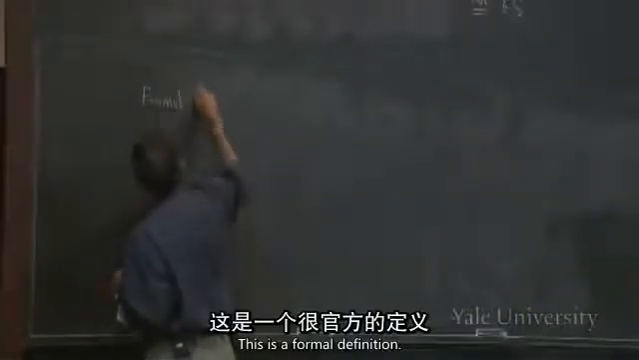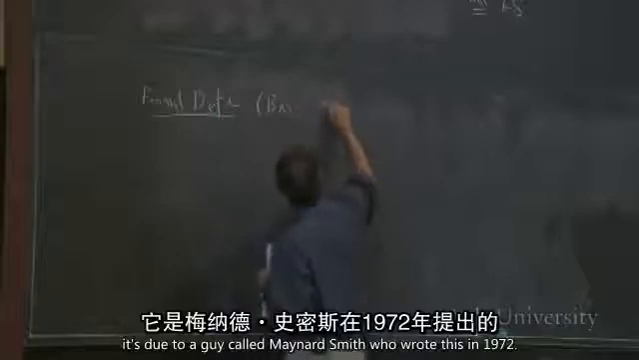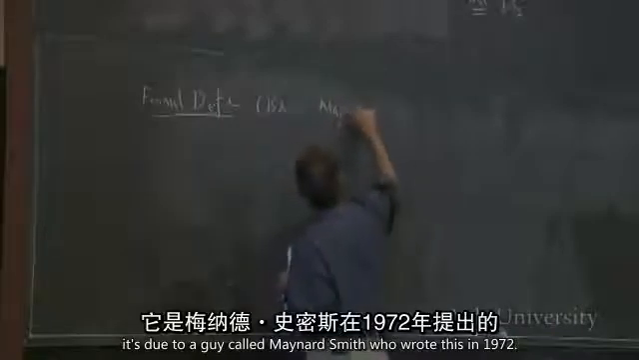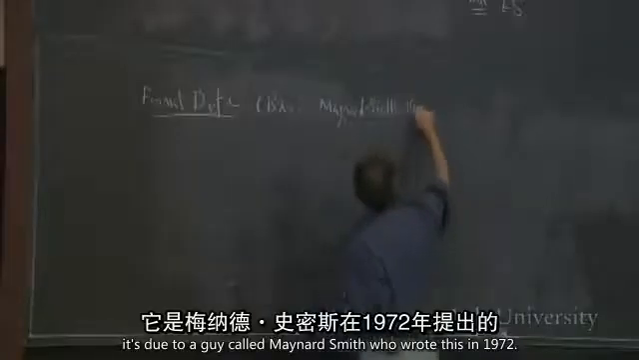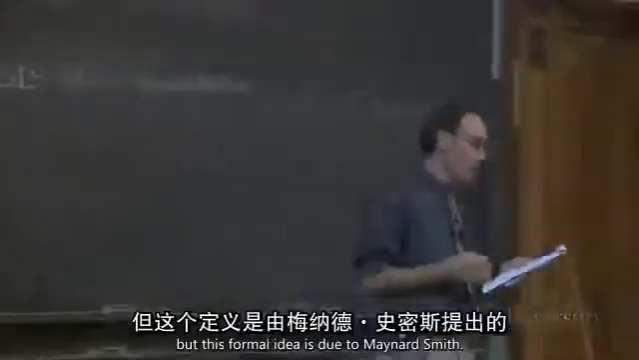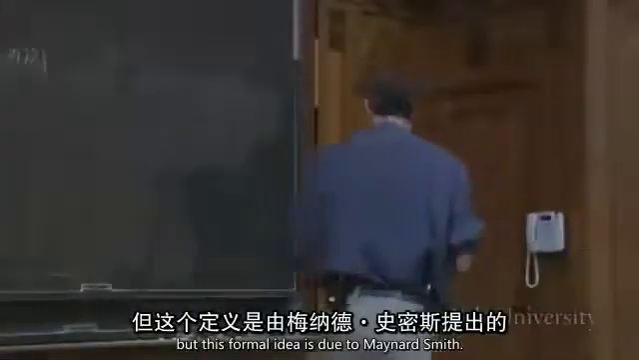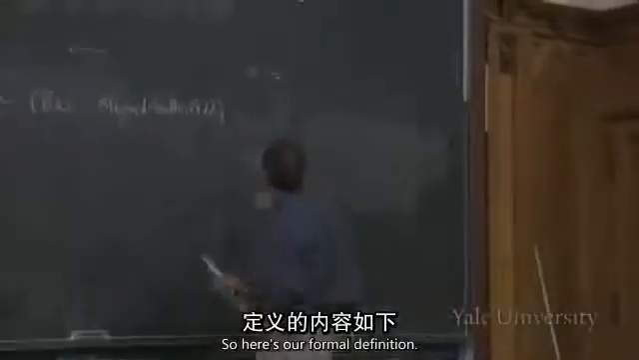This is a formal definition. It comes out of biology, and in particular, it's due to a guy called Maynard Smith, who wrote this in 1972. So obviously, the earlier idea is due to Darwin, but this formal idea is due to Maynard Smith. All right, so here's our formal definition.